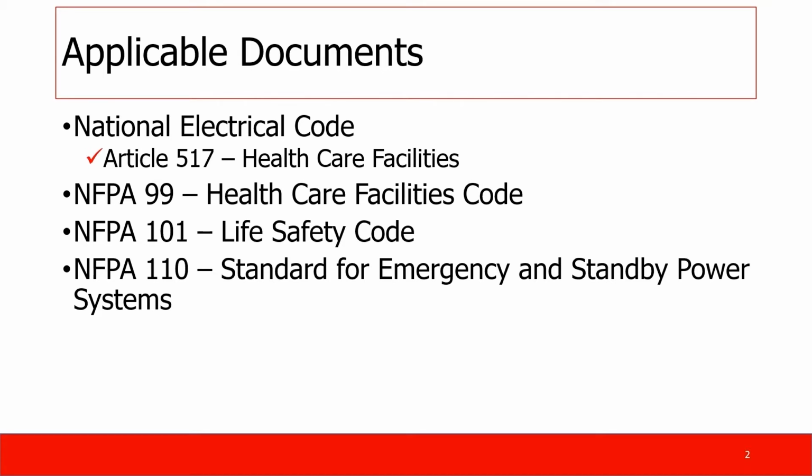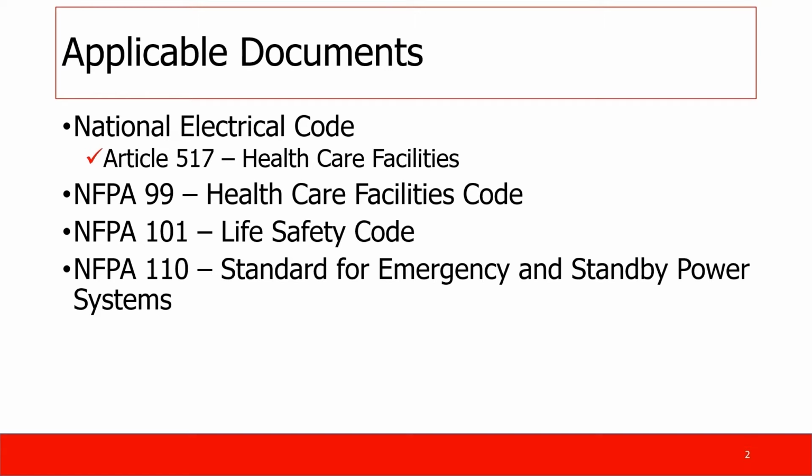And of course, NFPA 101, the Life Safety Code, and NFPA 110, which is the standard for emergency and standby power systems, which essentially covers the power supply system right up to the transfer equipment for level 1 and level 2 systems. So one of the unique things about the National Electrical Code is it's a standalone document, and it doesn't bring in other documents by reference.